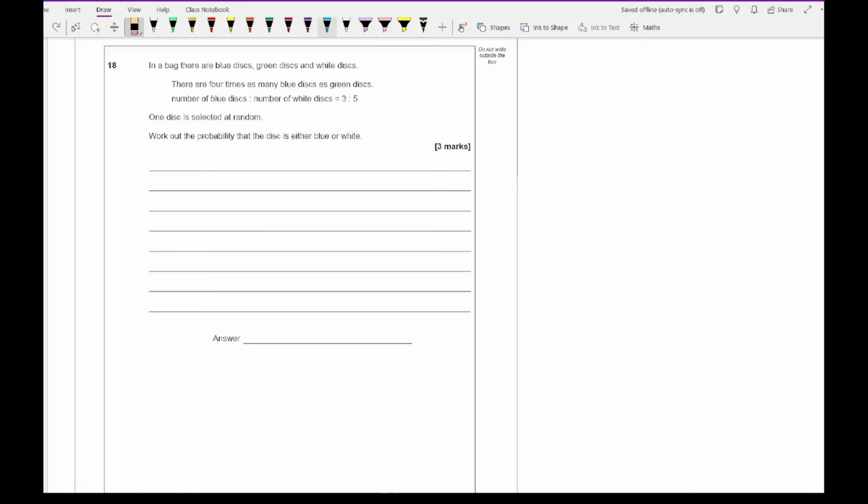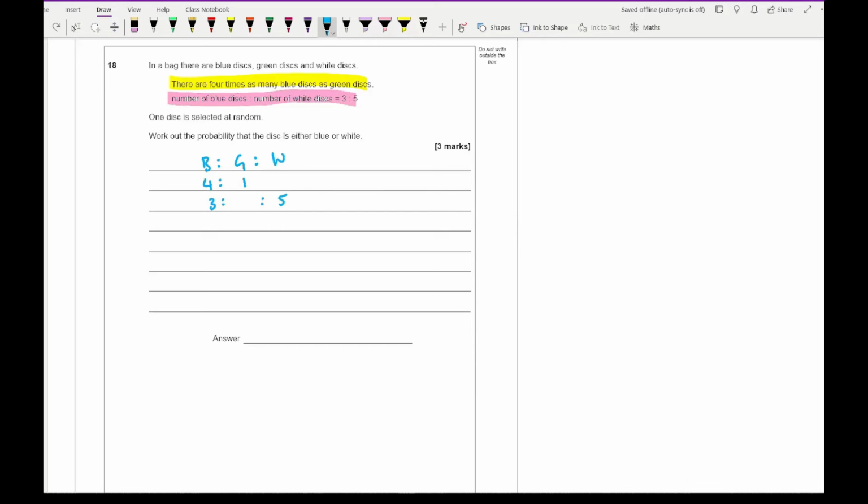Now to start this question off, what we need to do first is set up our ratios. So we've got blue, green and we've got white. Reading the first bit of information, which says that there are 4 times as many blue discs as there are green discs, means that I've got a ratio of 4 to 1. Then reading the second bit of information, which says that the number of blue discs to number of white discs is 3 to 5.